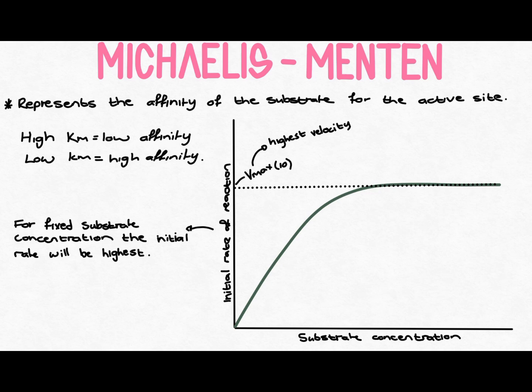Now, to get Km, we'll take half Vmax, so we'll get 5. We'll draw a line until it touches the graph and then go down to my substrate concentration. Now, my substrate concentration is my Michaelis-Menten constant. So it's not the initial rate of the reaction, but rather the substrate concentration for half of Vmax. Now, this is measured in millimoles per decimeter cubed.